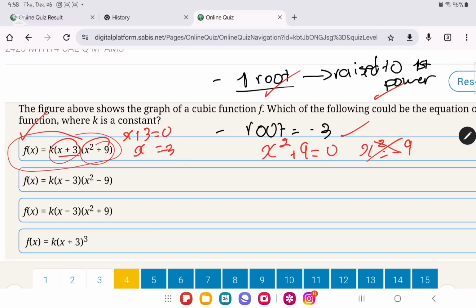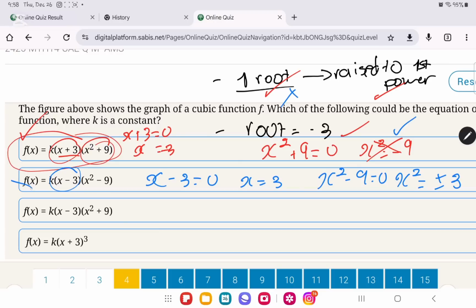Moving on to the second one, we have x minus 3. x minus 3 equals 0, x is equal to 3. x squared minus 9 equals 0, x squared is equal to 9, so x is plus or minus 3. Now here the root equal to -3 is correct, but there are two roots, not one root, so this does not pass.